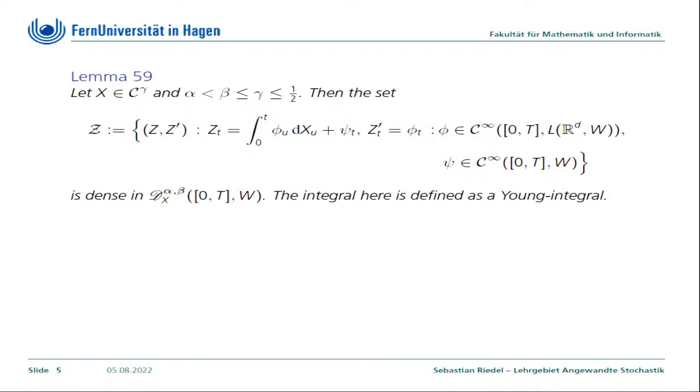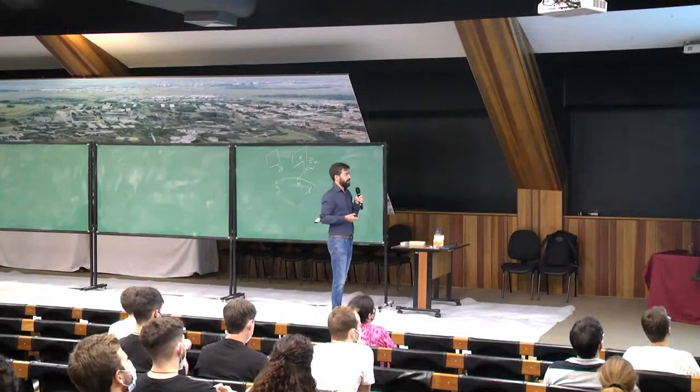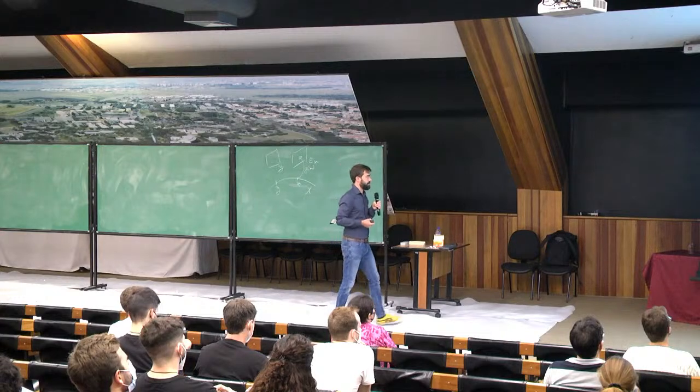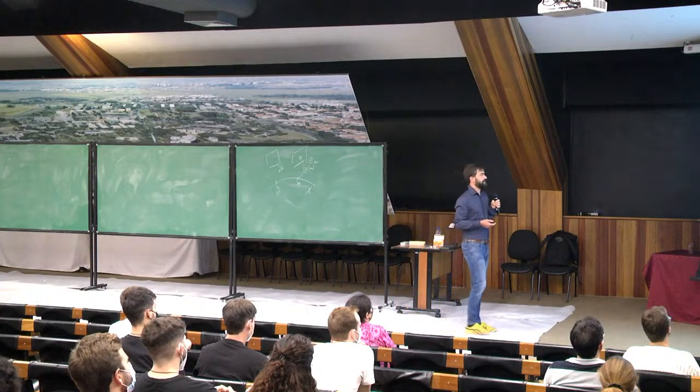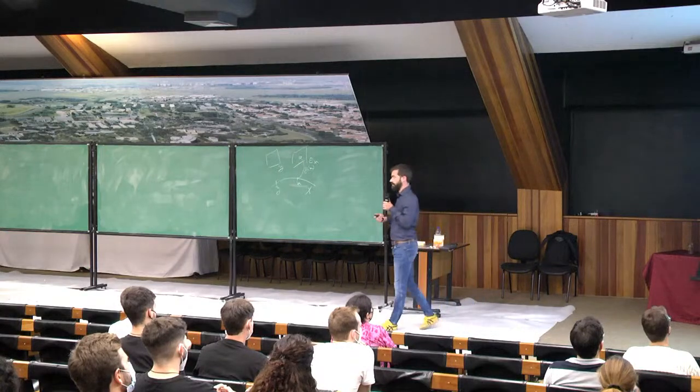Yeah, so there's a technical reason why we need this space here. And then we can identify a dense set in the space, which is built as follows. Take the Young integral: we integrate a smooth path with respect to X, and then add just another smooth path. And there's also a derivative, which is not so surprising if you know the rough integral. Again, this is the set, and we want to prove that it is dense in the space of controlled paths with these two indices.